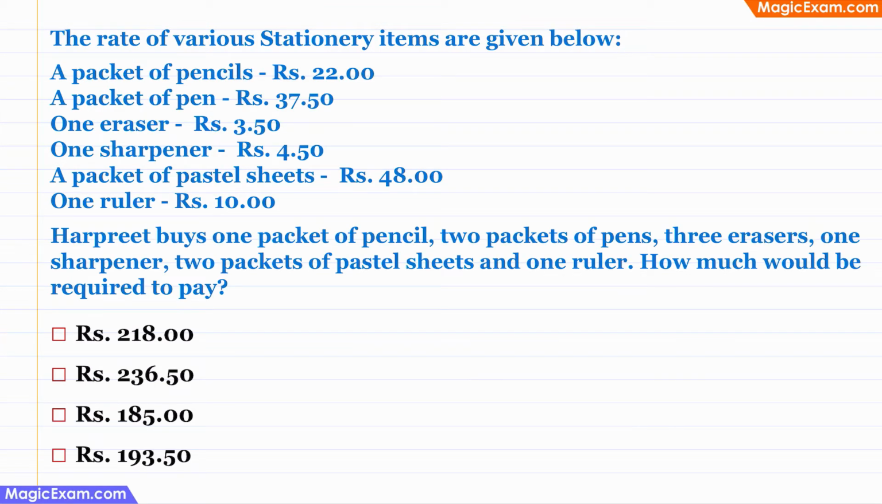The prices of various stationery items are given below, and there is also a list of things that Harpreet has bought. So we have to calculate the total amount to be paid. So this is a simple multiplication and addition problem. So Harpreet buys 1 packet of pencil, so into 1, and 2 packets of pen into 2, and 3 erasers into 3, and 1 sharpener, that is into 1, and 2 packets of pastels, that is into 2, and 1 ruler into 1. So if you multiply all of these and just do the addition, you'll get the answer, that is 218.